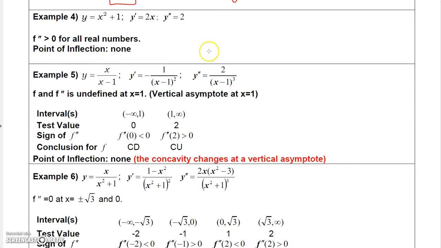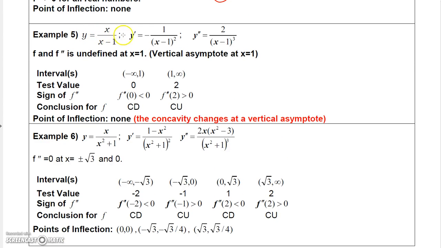Now this is just a parabola that bends upward, and remember we didn't have any change in concavity here. This was concave up all the way through, so there was no change, so there are no points of inflection.